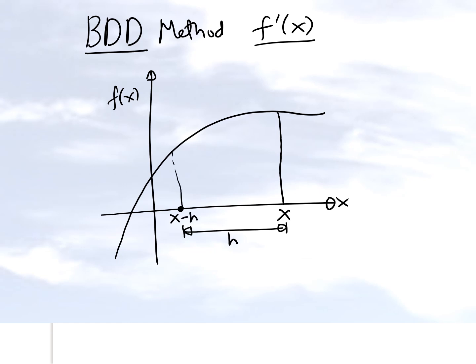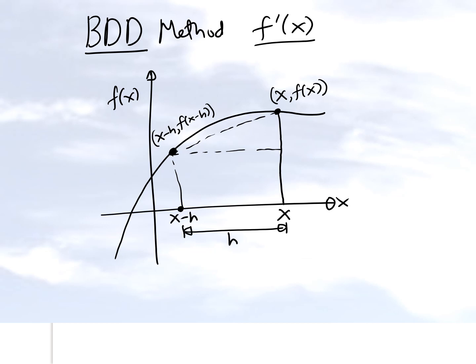So we're going to look at this particular coordinate, where the x value will be x minus h, and the y value will be the value of the function at that particular point. This coordinate here will be x comma f of x. What you're going to do is draw a secant line from this point to this point, and you're going to find the slope of that secant line, which will approximate the first derivative of the function at the value of x.